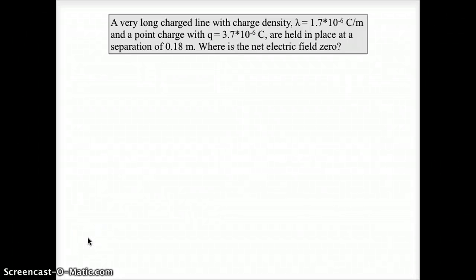Here we have an electric field problem involving a line charge and a point charge. So we have a very long charged line with a charge density of 1.7 times 10 to the minus 6 coulombs per meter, and a point charge with a charge 3.7 times 10 to the minus 6 coulombs. Both the point charge and the line are held in place so that they are separated by 0.18 meters. And we want to figure out where the net electric field would be 0.